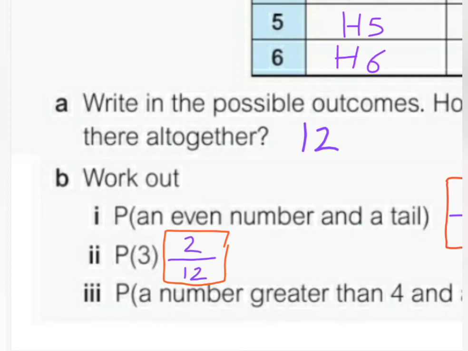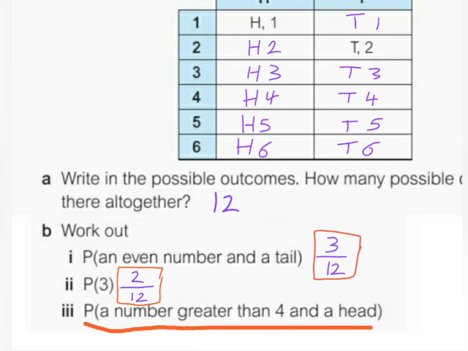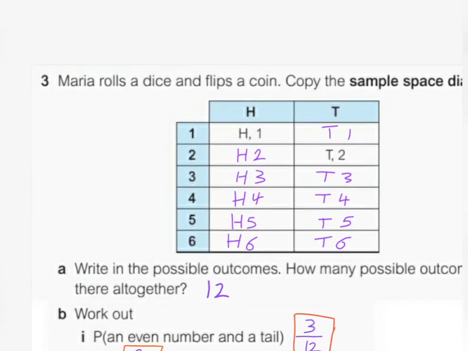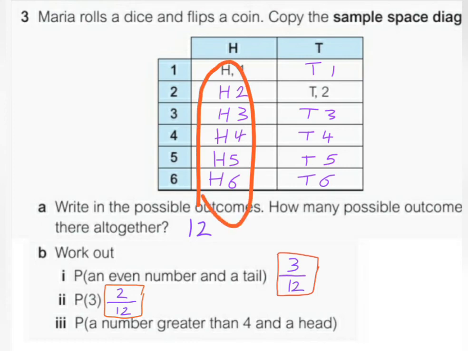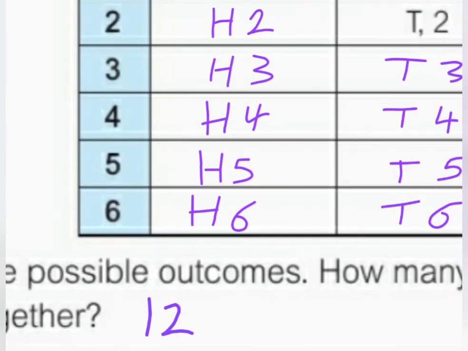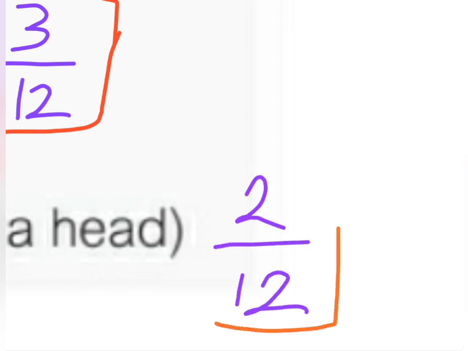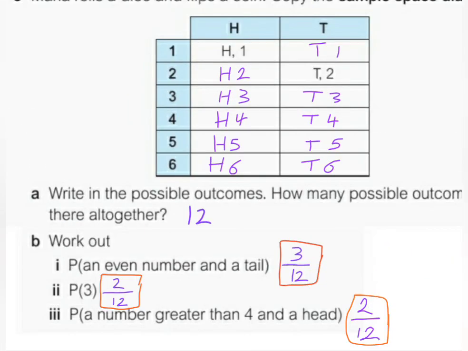Now let's move on. The last one says the probability of a number greater than 4 and a head. So he wants a number greater than 4 and a head. Now let's take a look at the head part of this diagram. As we can see, these are the heads. Now, from the heads here, how many numbers are more than 4? Very good, we have these two. So the probability of getting a number more than 4 and heads is going to be 2 out of 12. So we write it here, 2 out of 12. Make a box on it. So these are the probabilities of these events.